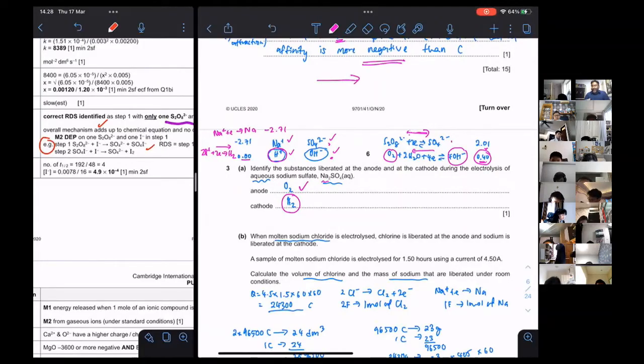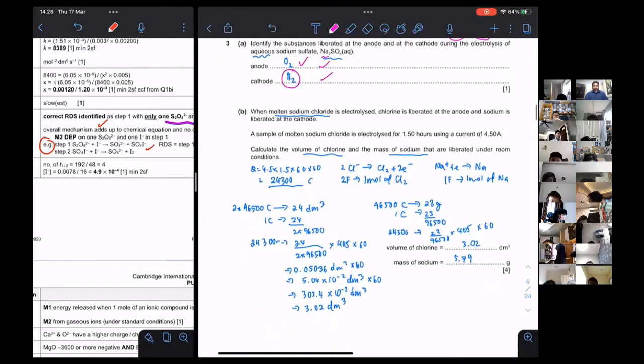I think this one is simple only. Yeah. The more positive will go to the right. Standard reduction potential. Okay. And then you apply for electrolysis. Yeah. You apply for electrolysis and you will get this. Okay. Now, under that chapter, of course, we need to learn how to calculate.